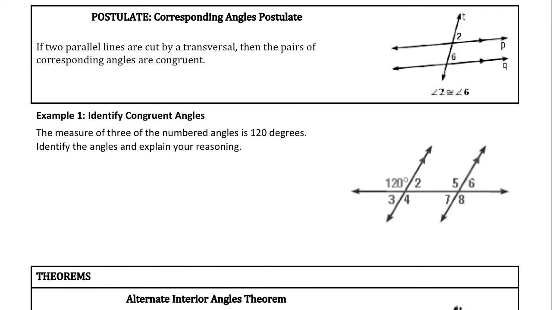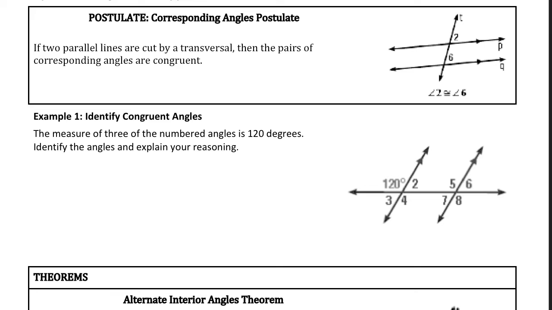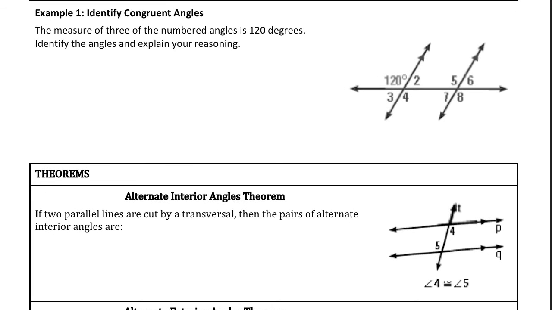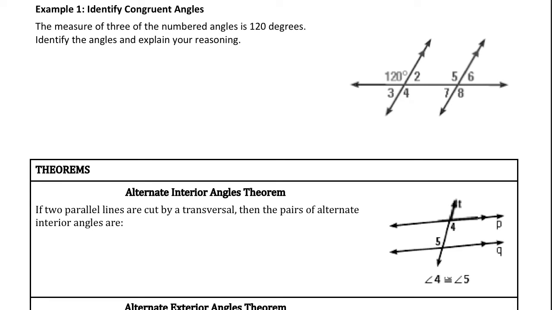Corresponding angles, when formed by parallel lines and a transversal, the pairs of corresponding angles are congruent. That is an important property of corresponding angles. This is only true when these lines are parallel, and the way you can tell is those little triangles, those little arrows, to show that P and Q are parallel. So we got some practice identifying, but here we're given that one measure is 120 degrees.